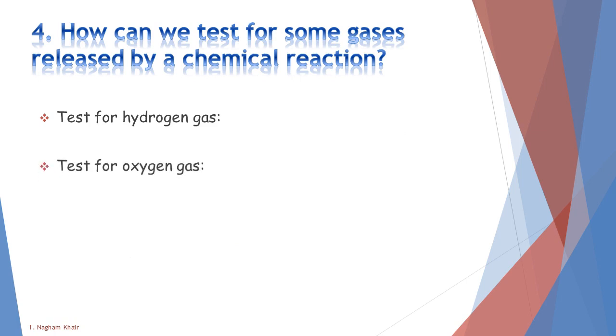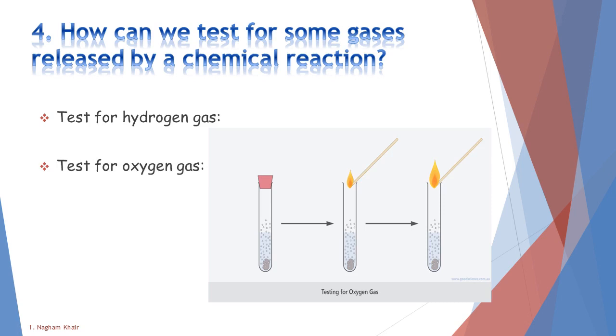Test for oxygen gas. Also, we use a glowing wooden splint, and if it glows more, here it's burning a little bit, here it glows more. This is due to the release of oxygen gas. Okay, so oxygen gas burns the flame more.